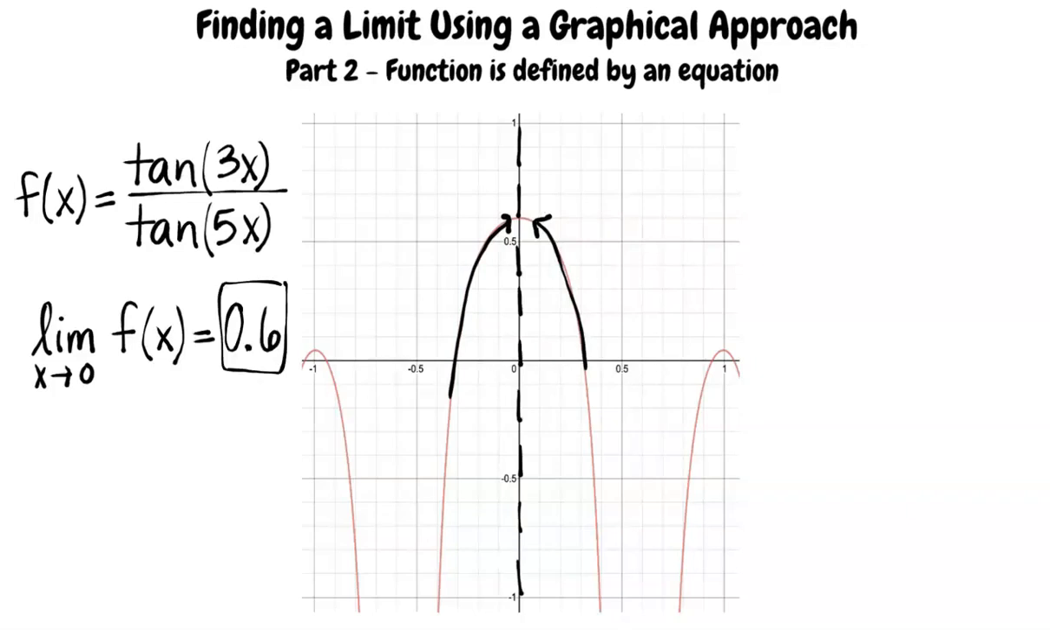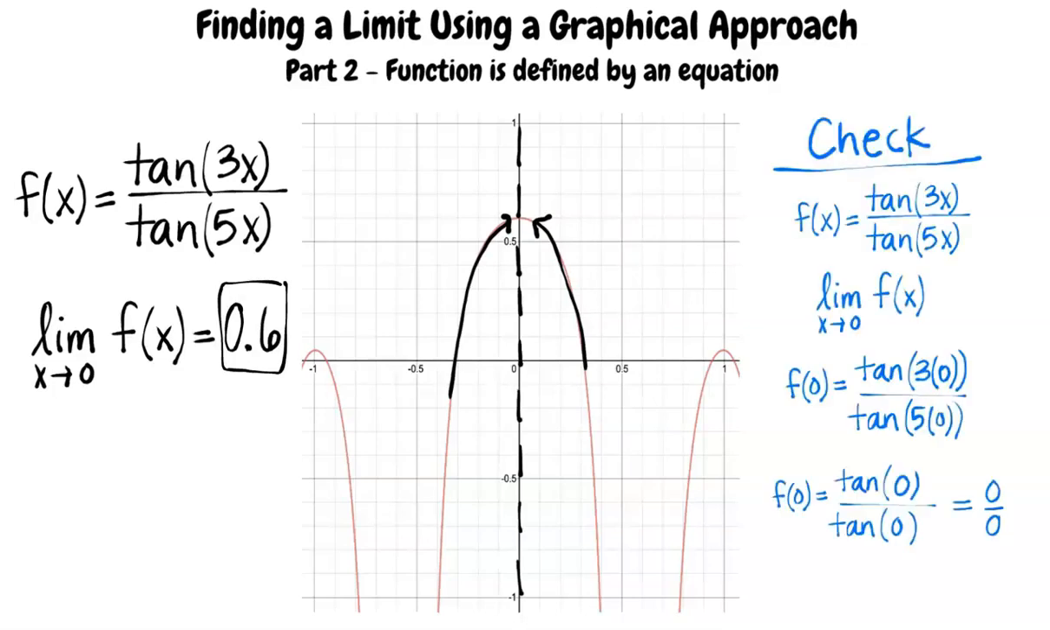Great work! Now, why don't you check your answer by using the substitution method? We need to substitute 0 into the function for x. So, tangent 3 times 0 over tangent 5 times 0 is equal to tangent 0 over tangent 0. Tangent of 0 is equal to 0, so the answer would be 0 over 0. However, we cannot divide by 0. Is this the reason why we cannot check our answer using substitution?